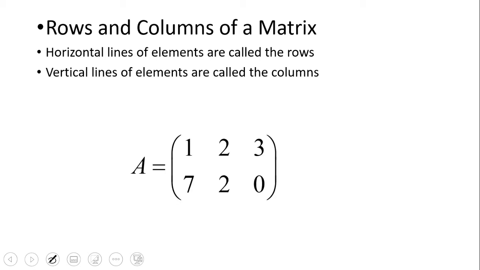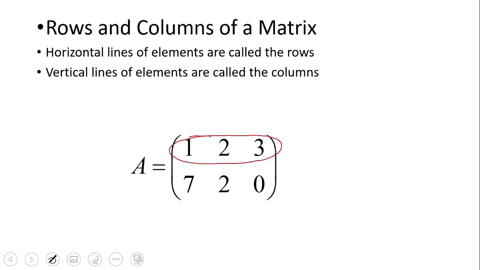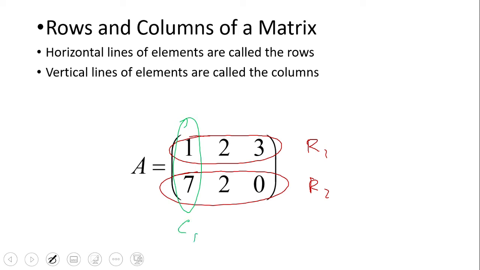For example, if we have a matrix A, then this is the horizontal line of elements. This is its first row. Similarly, this is its second horizontal line of elements, and this is its second row. If we talk about columns, this one is the vertical line of elements and it is the first column of this matrix. Similarly, this one is the second column and this one is the third column.